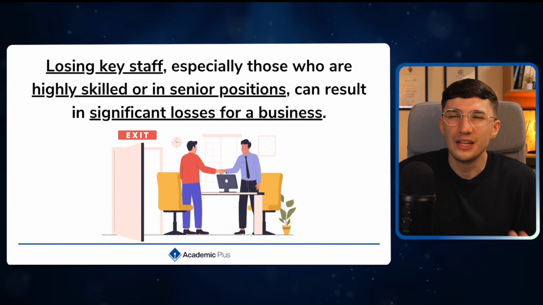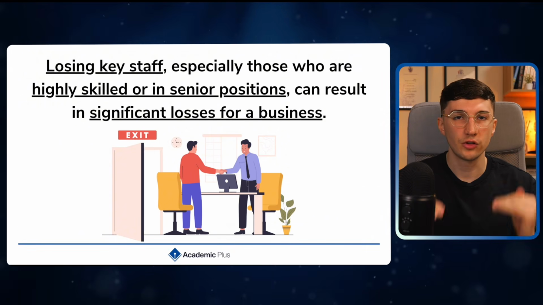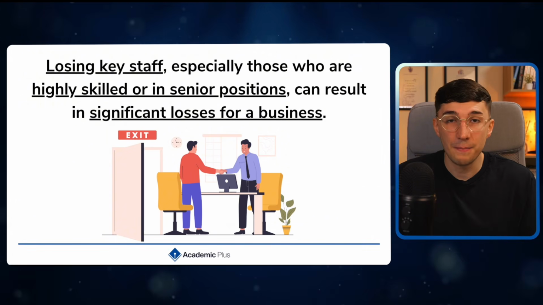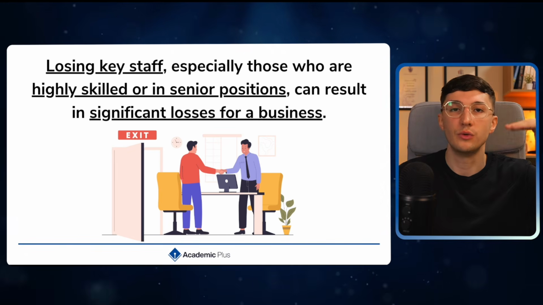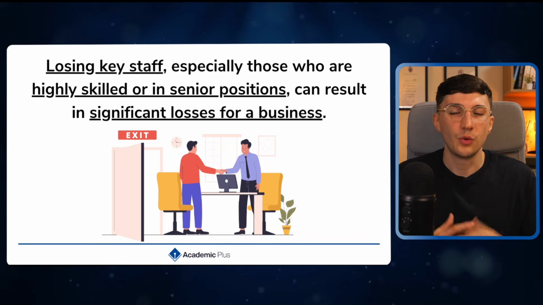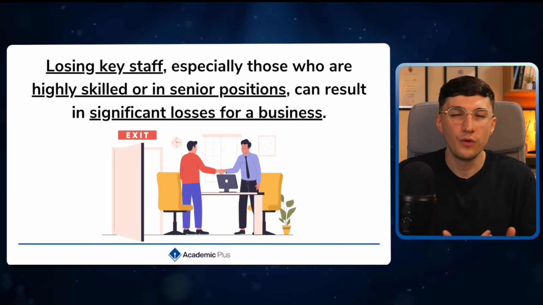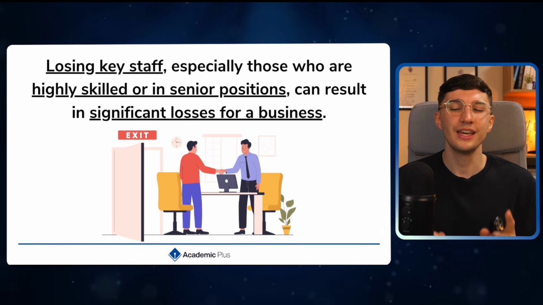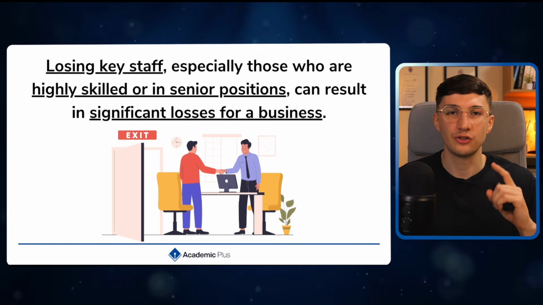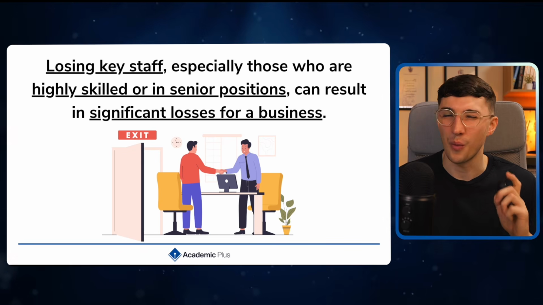Now, of course, if we lose any low-skilled employees who are towards the bottom of the hierarchy, yes, it can be a bad thing, but it's nowhere near going to have as large of an impact as if we were losing someone from the senior positions. So we need to start considering, well, how will the business look at replacing these key staff if they were to leave? And the key way of doing this is implementing something that is called succession planning. Let's take a look at what that is now.